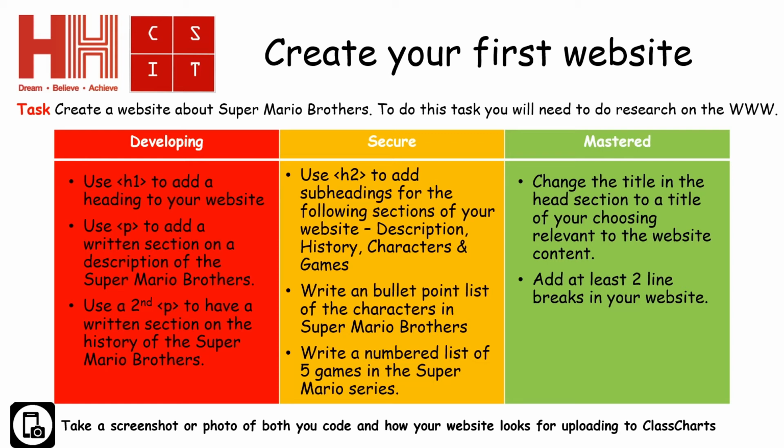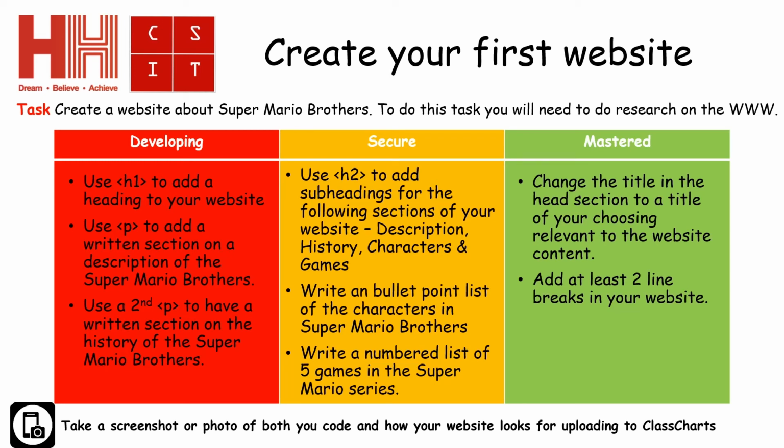Moving on to secure, you're now going to use a H2 tag to add subheadings for the following sections of your website. You'll have a description, history, characters, and games. Obviously, in the developing section, you've already done a description and the history. In the characters section, you're going to write a bullet point list of the characters in Super Mario Brothers. And then finally, in the games section, I'd like you to write a numbered list of 5 games in the Super Mario series.